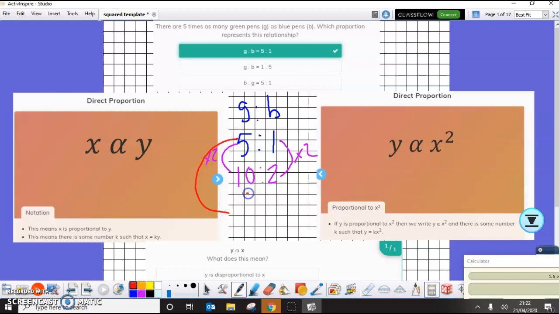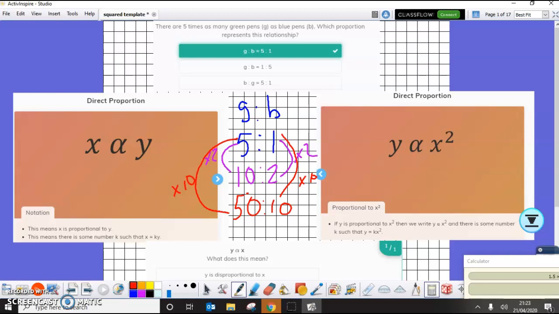If we then think, what about if there was 50? We've timesed it by 10. So again, we'd have to times the original one by 10. And we would expect there to be 10 blue pens to 50 green pens. Again, the ratio is the same, a 5 to 1 proportion.